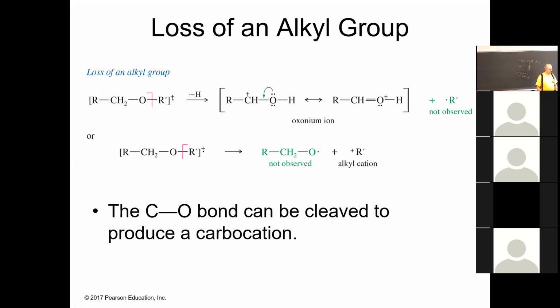The other way in which ethers are cleaved is right next to the oxygen. This also gives us an oxonium ion. When it picks up an H, we can also get an alkyl cation. The corresponding alkoxy free radical is not observed. Again, the detector is only observing cations.